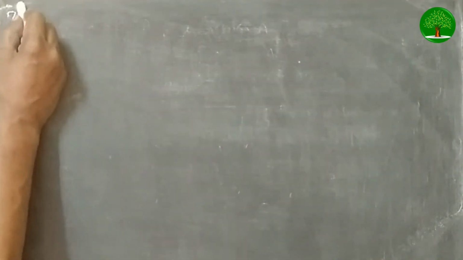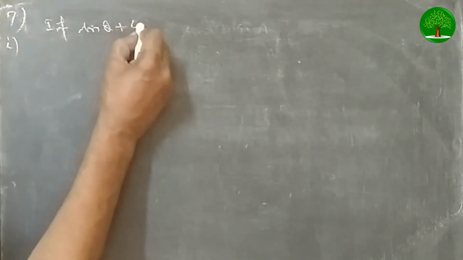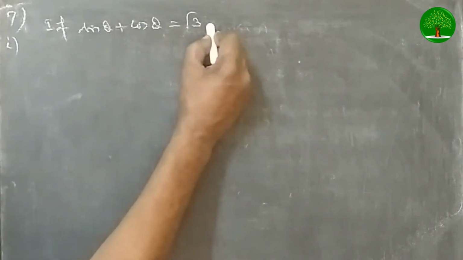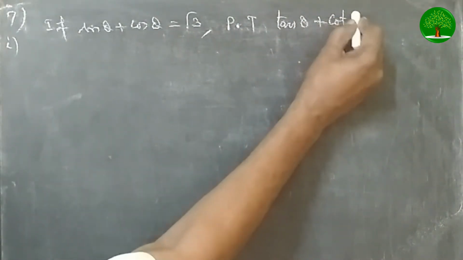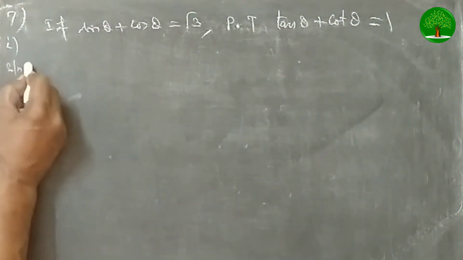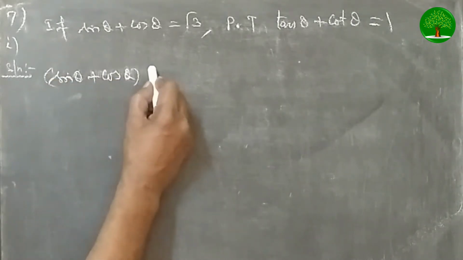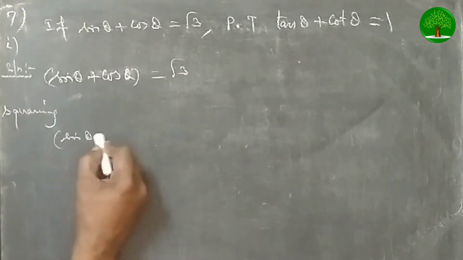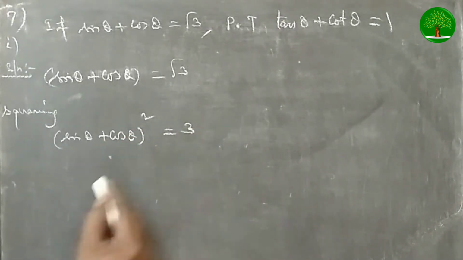Now, seventh one, first subdivision. If sin theta plus cos theta is equal to root 3, prove that tan theta plus cot theta is equal to 1. Our solution: sin theta plus cos theta is equal to root 3. Squaring, (sin theta plus cos theta) whole square is equal to 3.